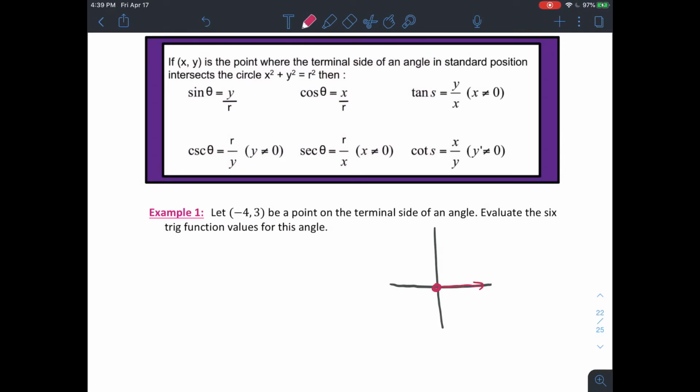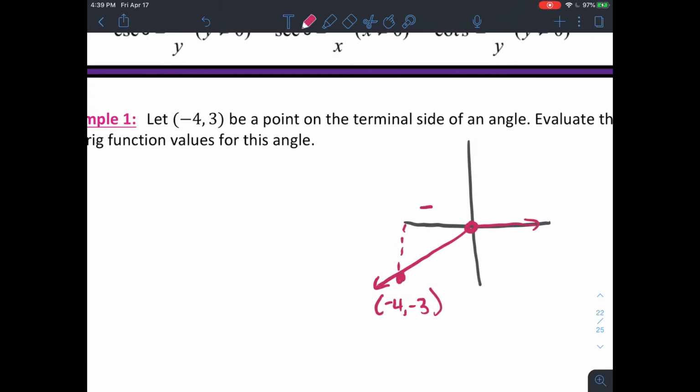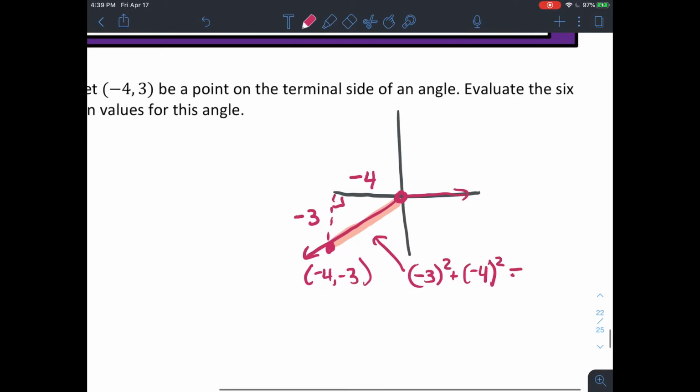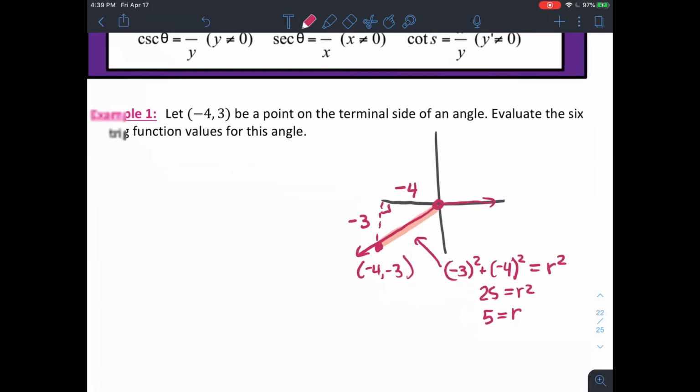Say that I have an angle with the point (-4, -3) on its terminal side. If I draw that in my coordinate plane, make my terminal side go through it, and turn it into my triangle, I could treat this like I'm used to. So label the sides of your triangle as negative 3 and negative 4. Then you're going to have to find r, or your hypotenuse, so you can do a little Pythagorean theorem. If you square those and add them together, you get 25. R is always positive, so that's just going to be a positive 5.